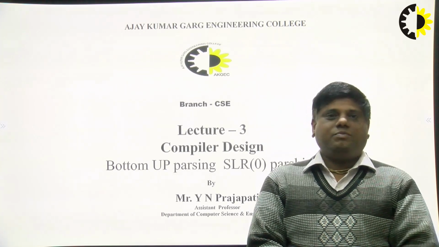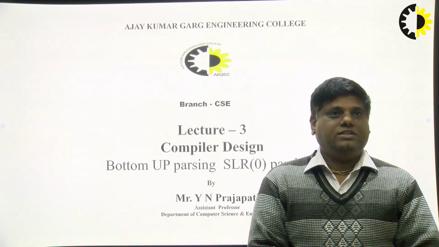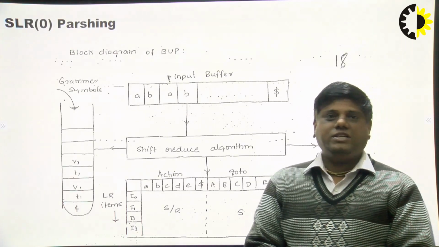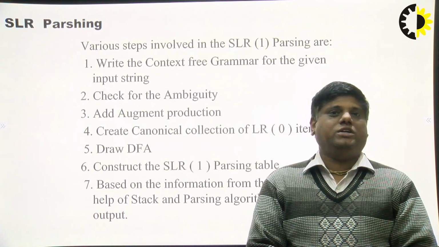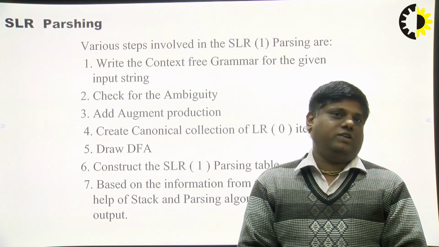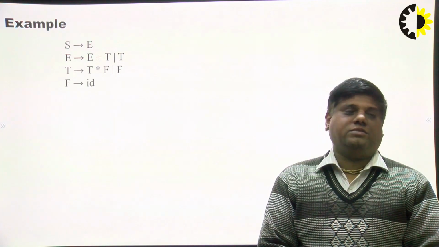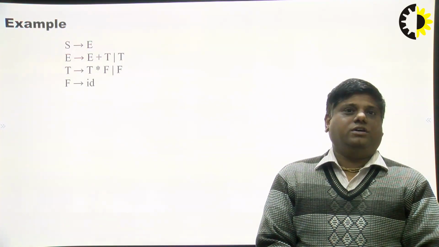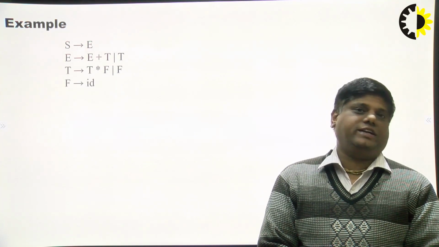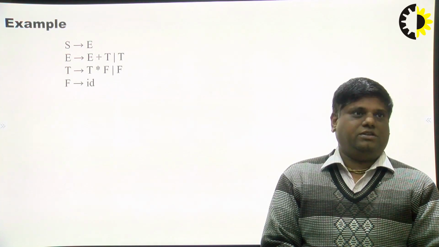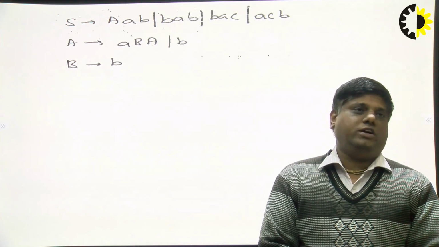Now, in SLR parsing, the topics we are going to discuss are the basic architecture of SLR parsing, and the steps for how SLR parsing is designed for any given context-free grammar. Then, for better understanding, we take simple examples of how to construct the SLR parsing table, the SLR syntax tree, and the goto action table. We take 3 examples: 1, 2 and 3.